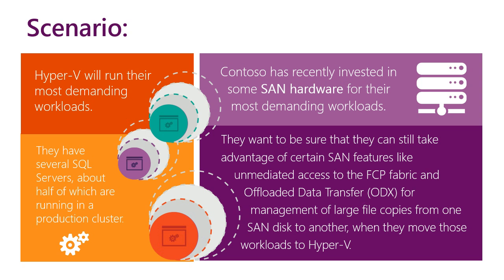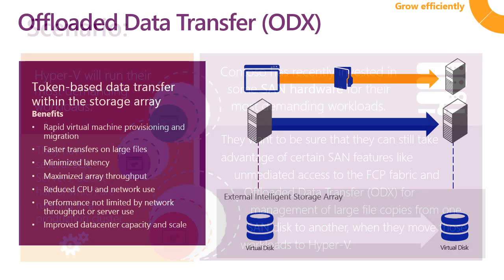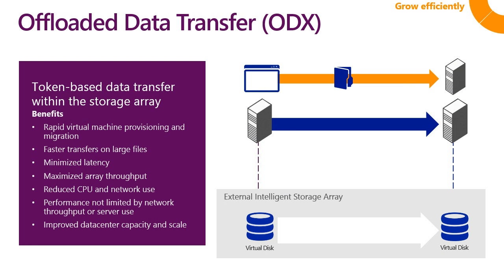So they want to make sure, though, that they can still take advantage of certain SAN features, such as offloaded data transfer, or ODX, which allows very large data file copies in very short time frames without really stressing the host machine. So we'll spend a little bit of time talking about that to begin with. So as we take a look at offloaded data transfer, it's best if we walk through the steps, but first of all, let's take a look on the left-hand side at the list of things that it provides.